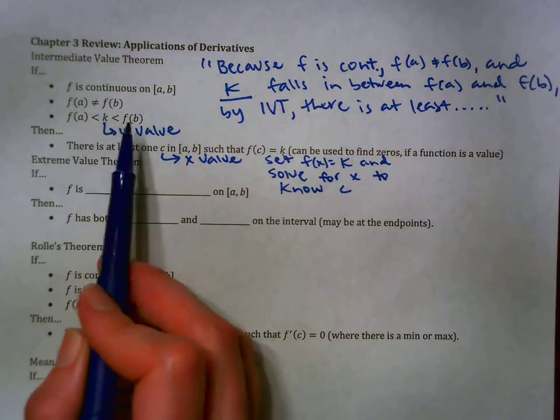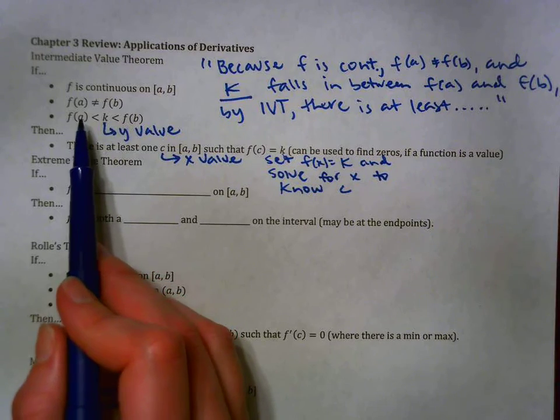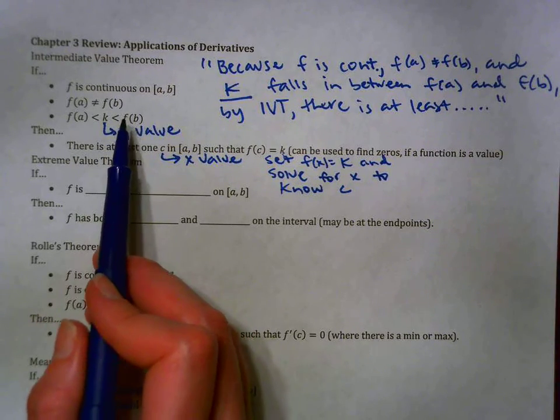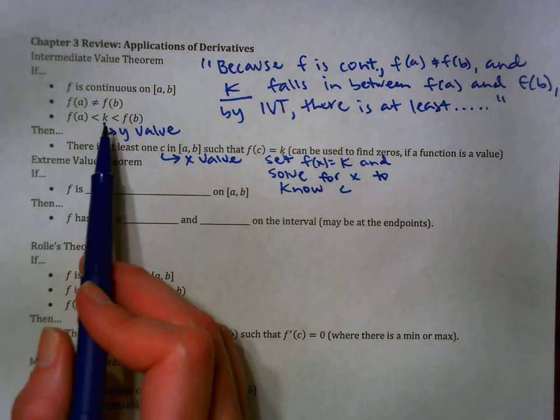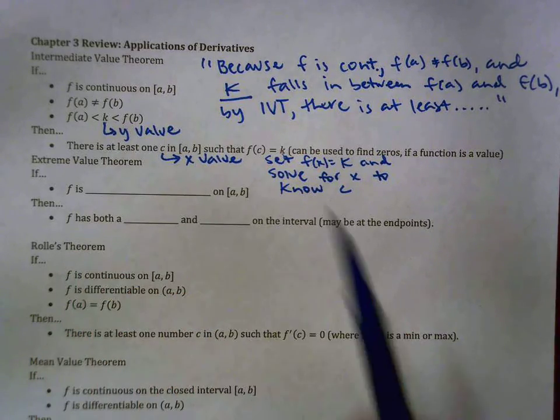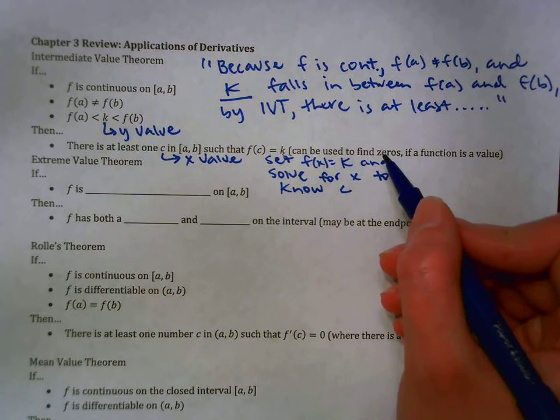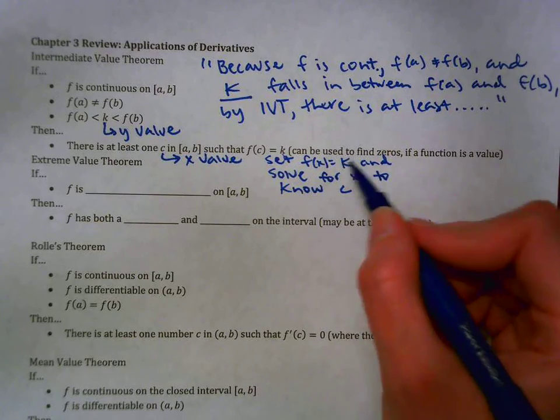So there has to be an x-intercept in that interval. And then vice versa, if this was negative and that was positive, 0 would fall in between there. So there has to be an x-intercept, right? Because at an x-intercept, the y value is 0. So it can be used to find zeros.